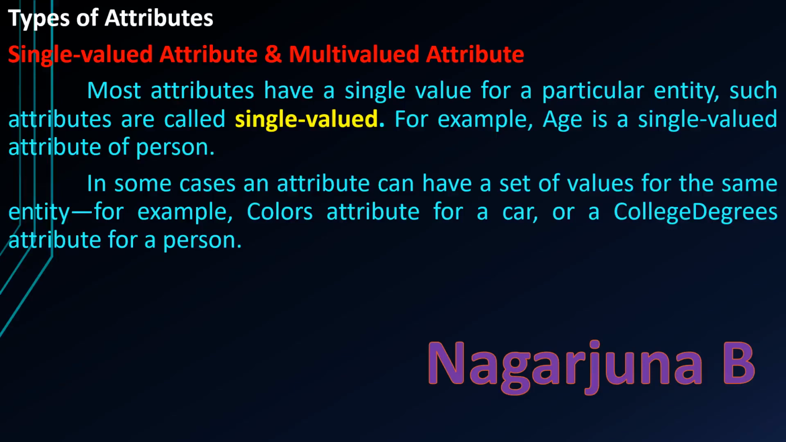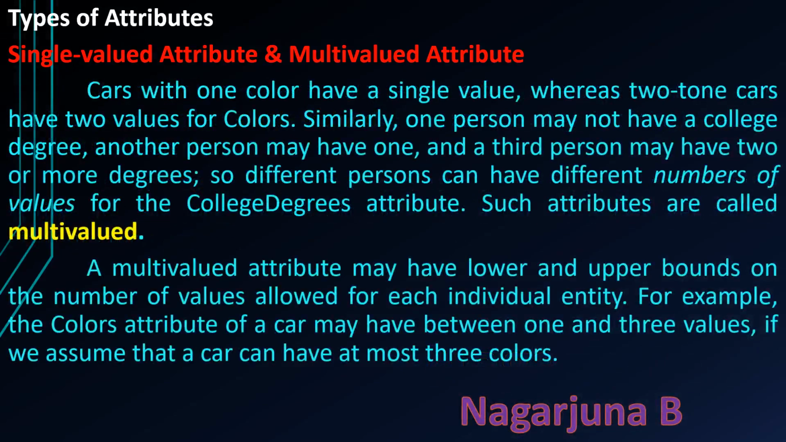In some cases, an attribute can have a set of values for the same entity. That means for a single attribute, it will have more than one value. Those kinds of attributes are called multi-valued attributes. Examples are the colors attribute for a car, or the college degree attribute for a person. Cars with one color have a single value, whereas two-tone cars will have two values for colors, and if it consists of three colors, then it will have three values for the car's color.